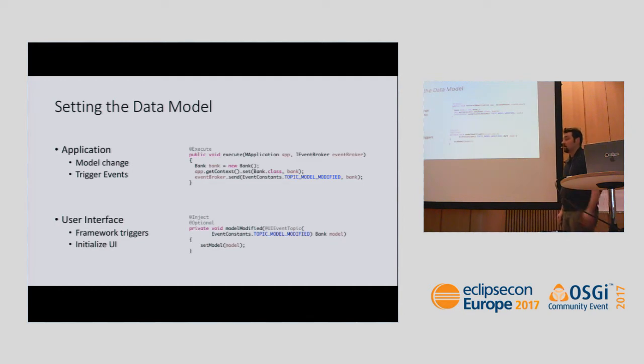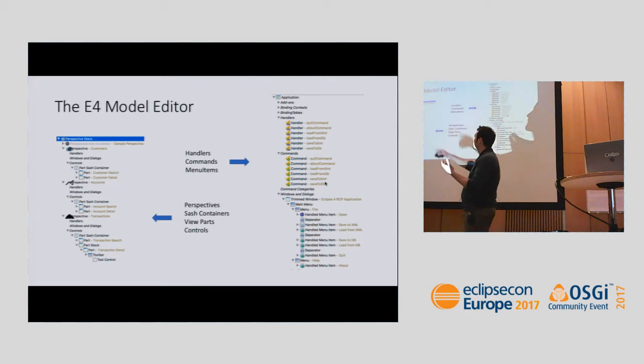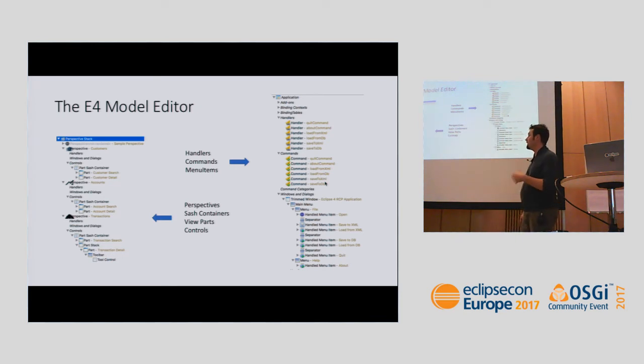So once you did this, you have your data model in your application, and you can start structuring the application with the E4 model editor. Quickly said, each Eclipse application has a model that you can access at runtime. And the E4 model editor is a tool for developers to quickly create your application. To the right, you can see handlers, commands, and a menu. Basically, your menu is linked to handlers, which are actually classes executing your commands. And the command is an abstract entity that can be reused everywhere in your Eclipse application.